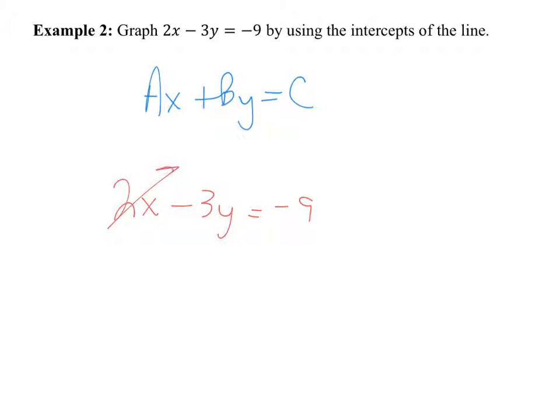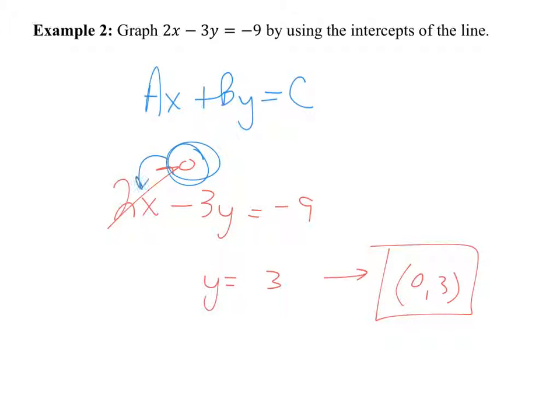I literally just make that go to 0, and that gives me the y-intercept. Divide by -3, y equals 3, which gives me 0, 3. That's my y-intercept right there. How do I know it's 0, 3? Because this went in for x. That was x is 0. That's the 0 right there. And we got y as 3 as an answer. And then the same thing for x.